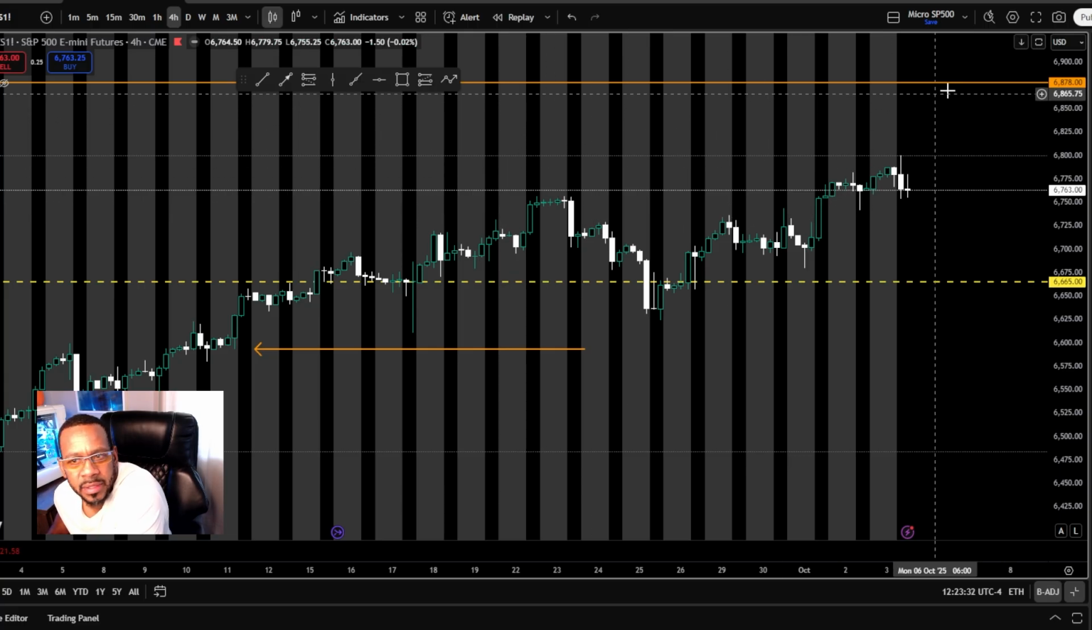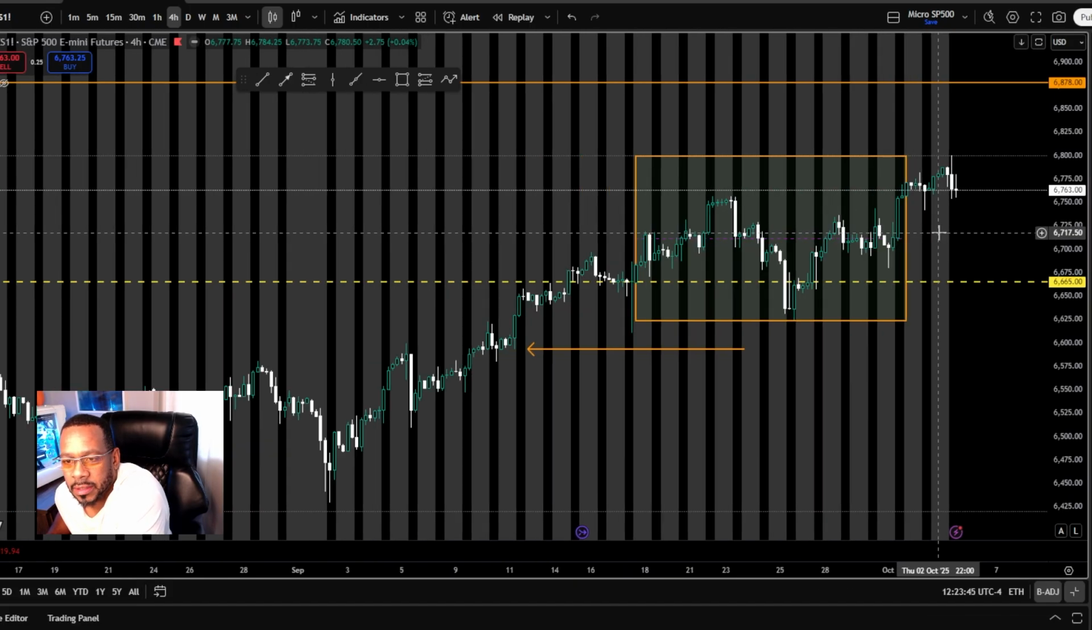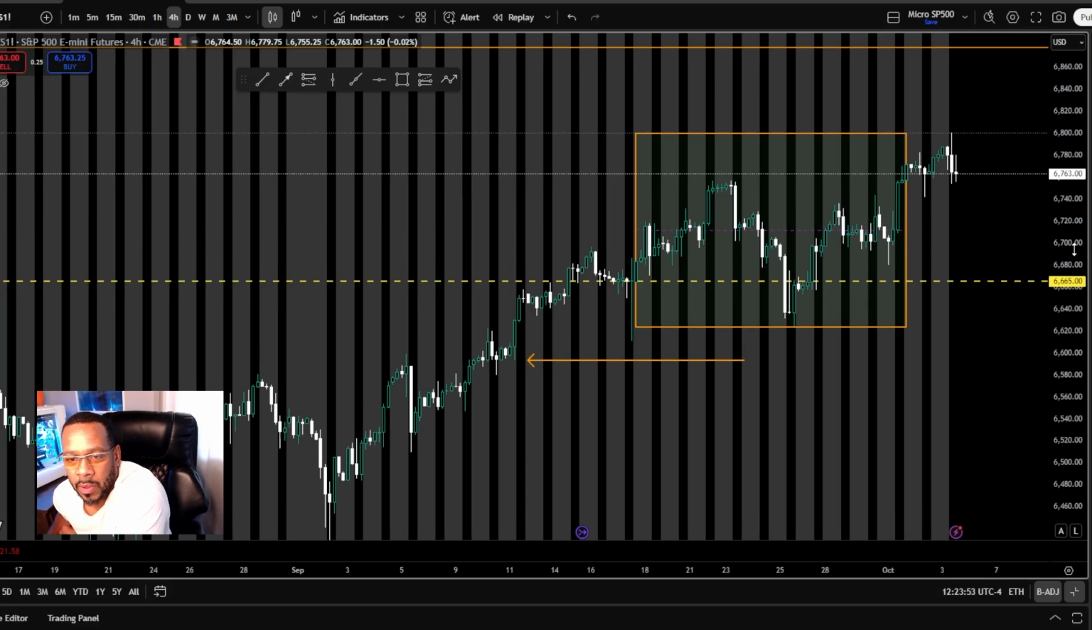67.33 roughly. Let's look at our daily range. It's like 67.12. Yeah. So after 67.33, we hit that number, go ahead and start looking for buys. We're going to be looking for confirmation.